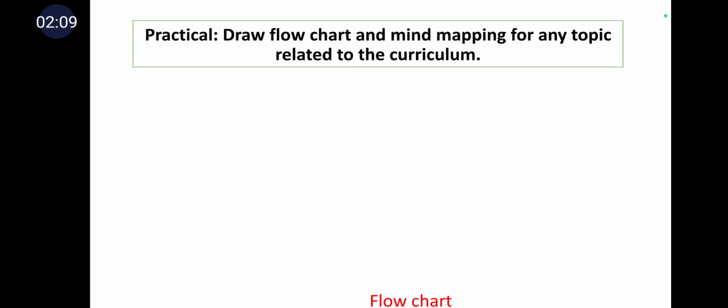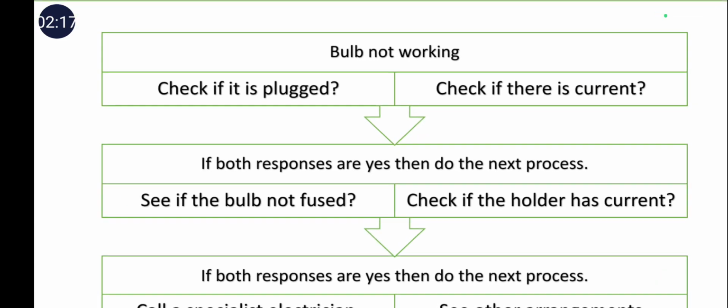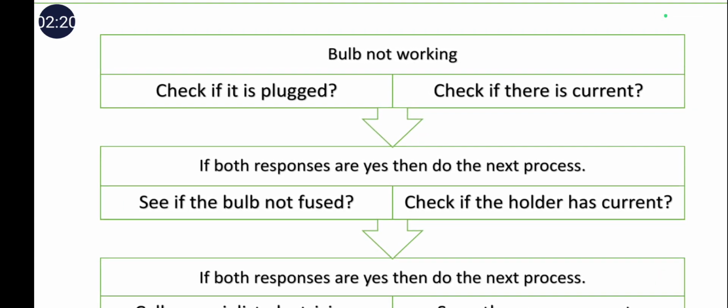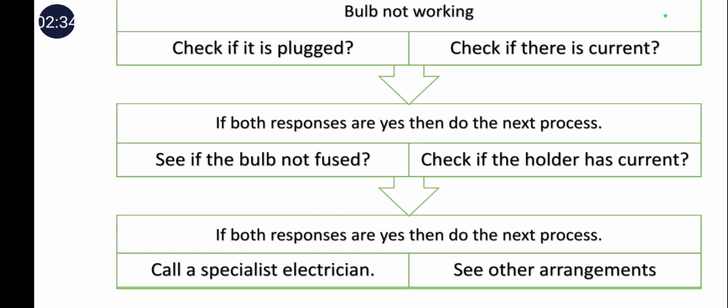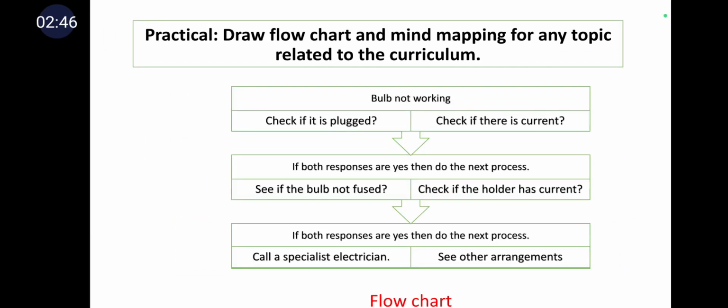After understanding the meaning of flow chart, let us understand the flowchart example. I have shown you one flowchart for a bulb not working. Check if it is plugged in, check if it has current. If both responses are yes, then you do the next process. See if the bulb is not fused, check if the holder has current. If the answer is yes, then do the next step, like calling a specialist electrician or seeing other arrangements. So step by step the problem of the bulb is solved. It is just an example.